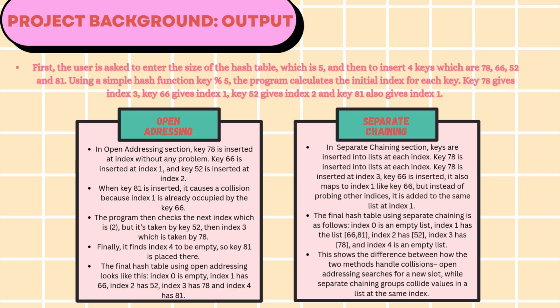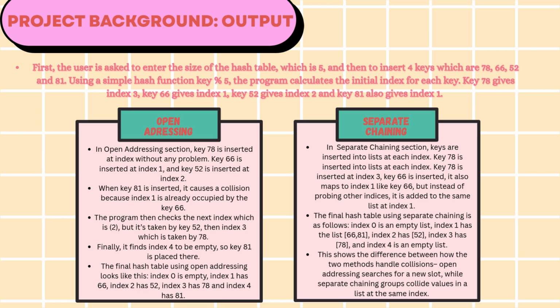Key 78 is inserted at index 3. Key 81 also maps to index 1, like key 66, but instead of probing other indices, it is added to the same list at index 1. The final hash table using separate chaining is as follows.